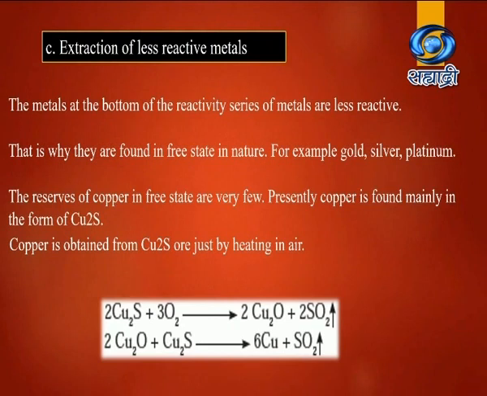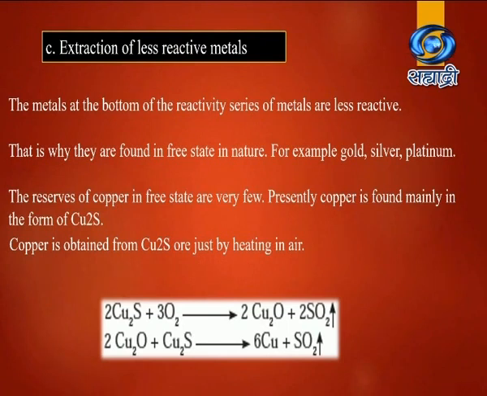Extraction of less reactive metals. The metals at the bottom of the reactivity series are less reactive. That is why they are found in the free state in nature. For example, gold, silver, platinum. The reserves of copper in the free state are very few. Presently, copper is found mainly in the form of Cu2S.